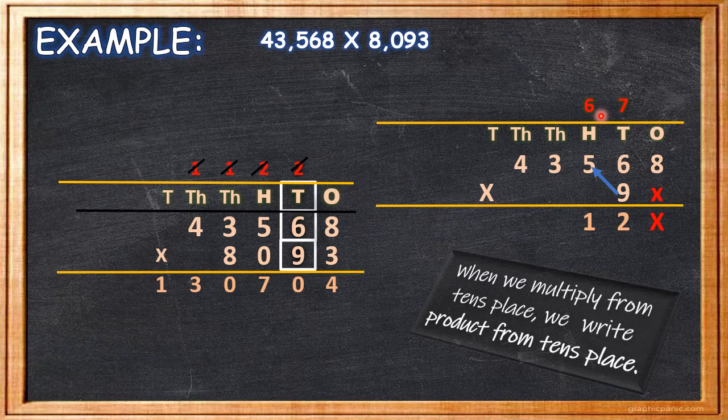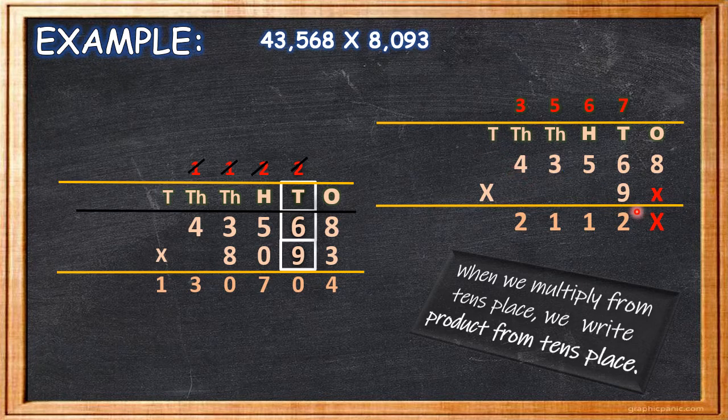45 plus 6: 45, 46, 47, 48, 49, 50, 51. 51, 1 I'll be writing here and then 5 will be carry over. Yes children. Now see here. 9 into 3, 27. 27 plus 5: 28, 29, 30, 31, 32. 2 will be here and 3 will be carry over to 10,000's place.